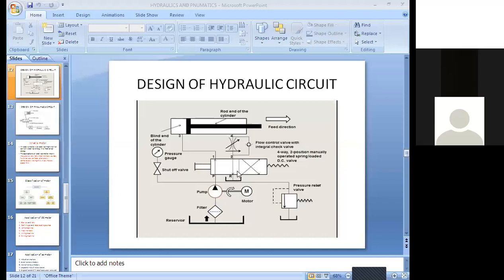Then I show the right-way position. This is a four-way, two-position, manually operated, spring-loaded valve. You have to change the position: press it here against the spring. What will happen, the four-way valve is going to be moved to this side.